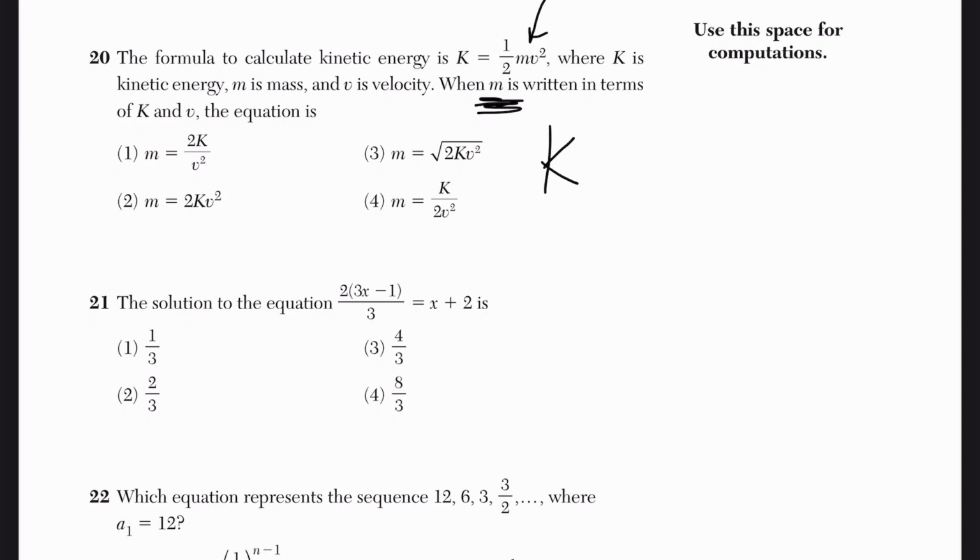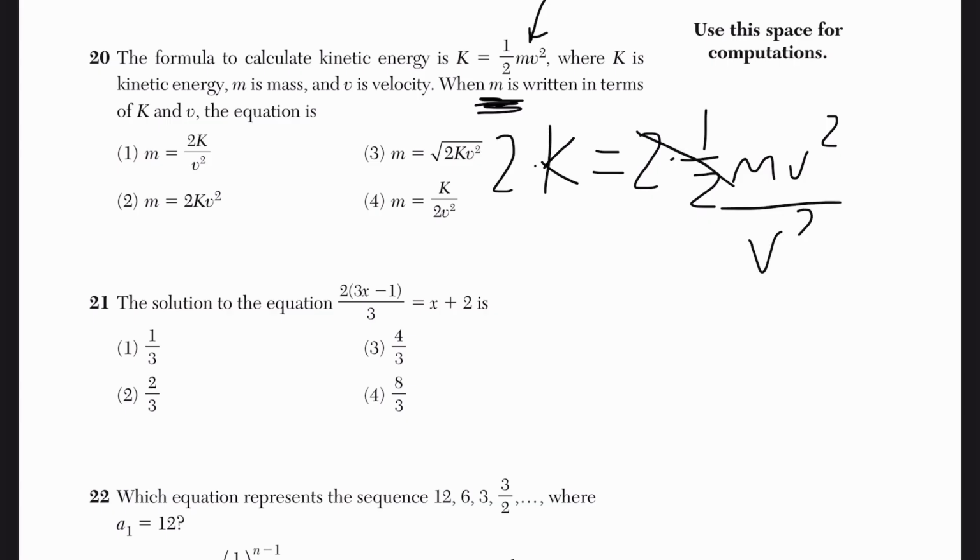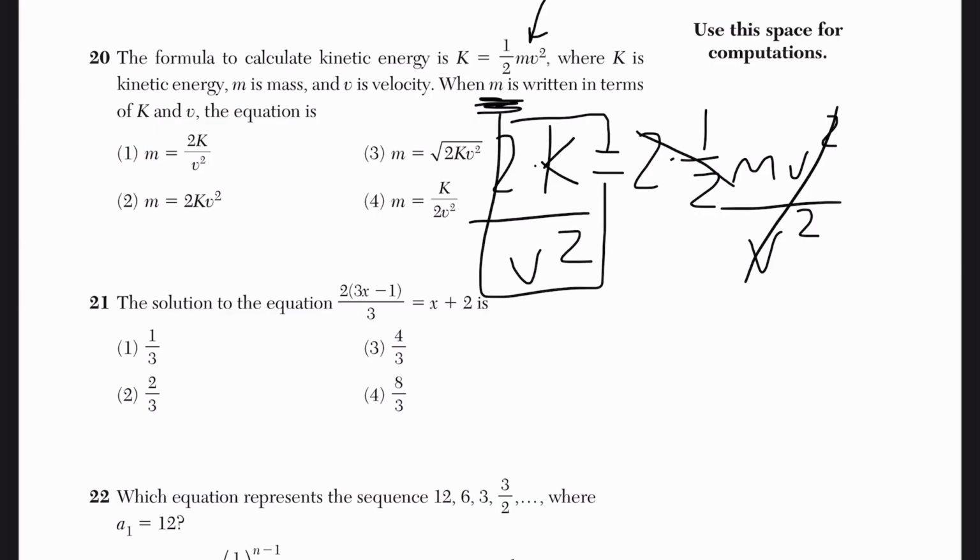Let me rewrite this. Times 2 to both sides. How do you get rid of v squared? Divide by v squared. 2k over v squared. There it is. Perfect.